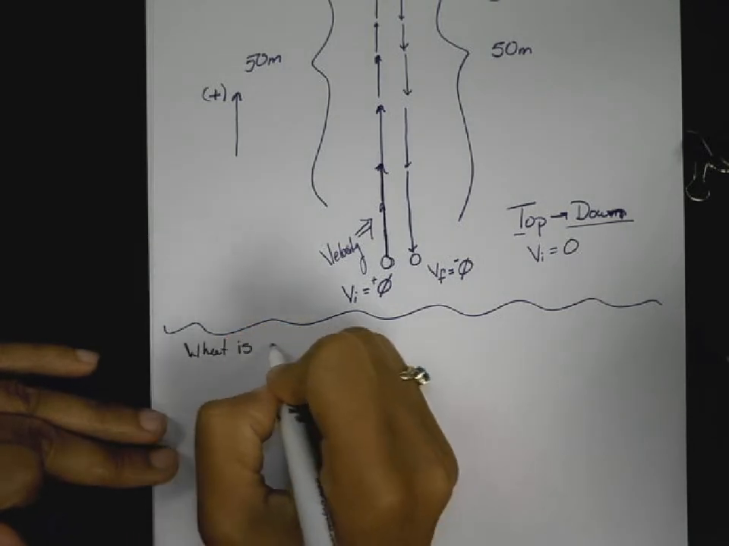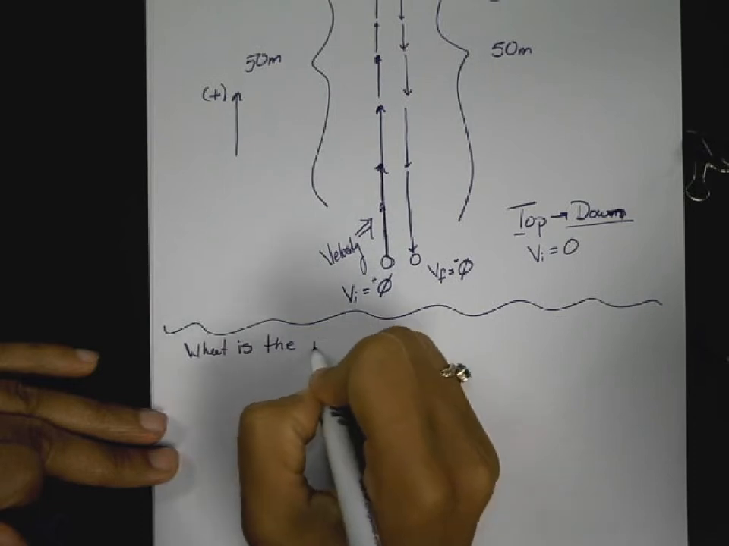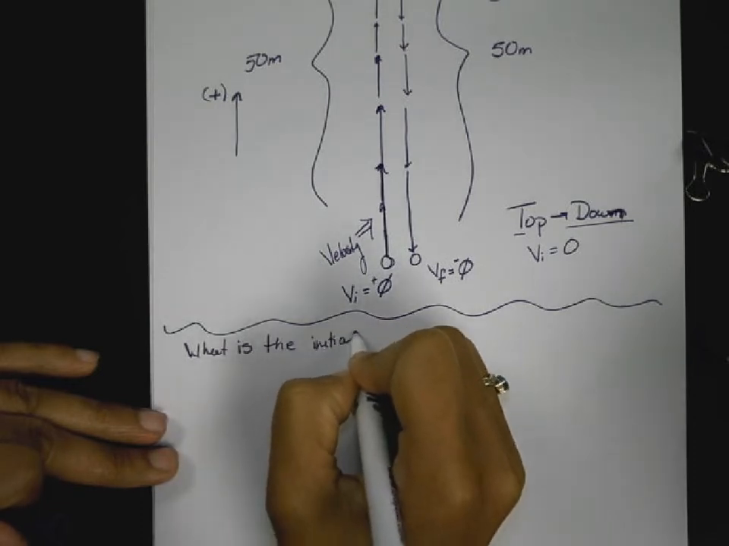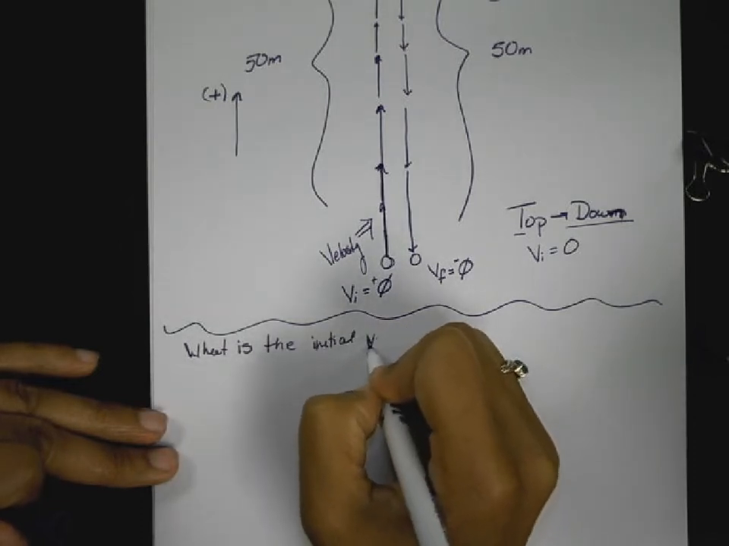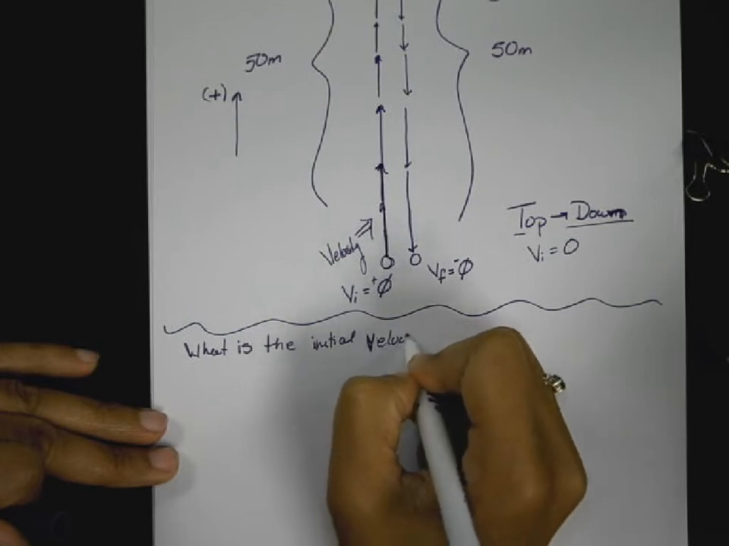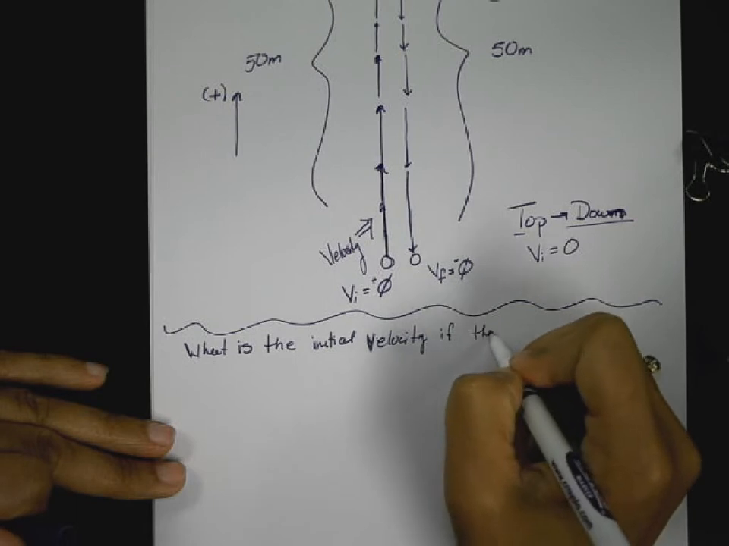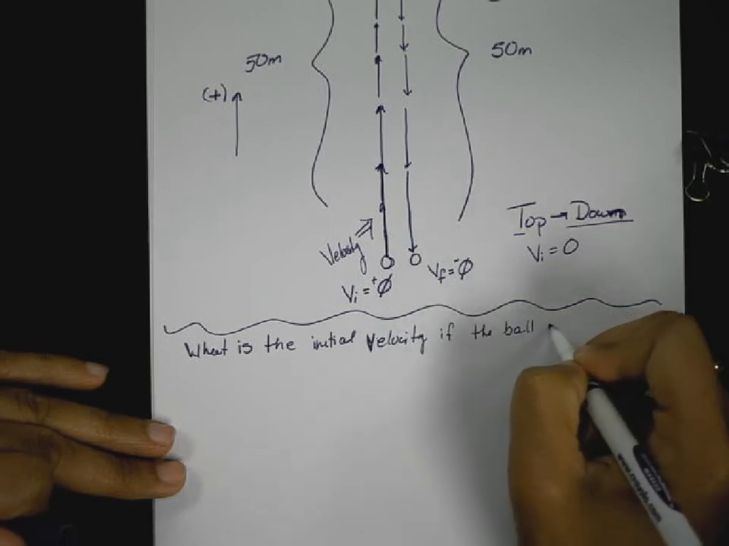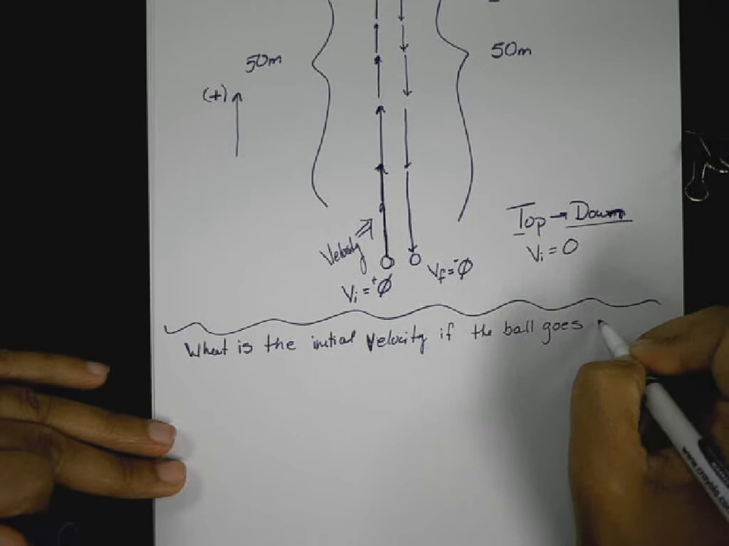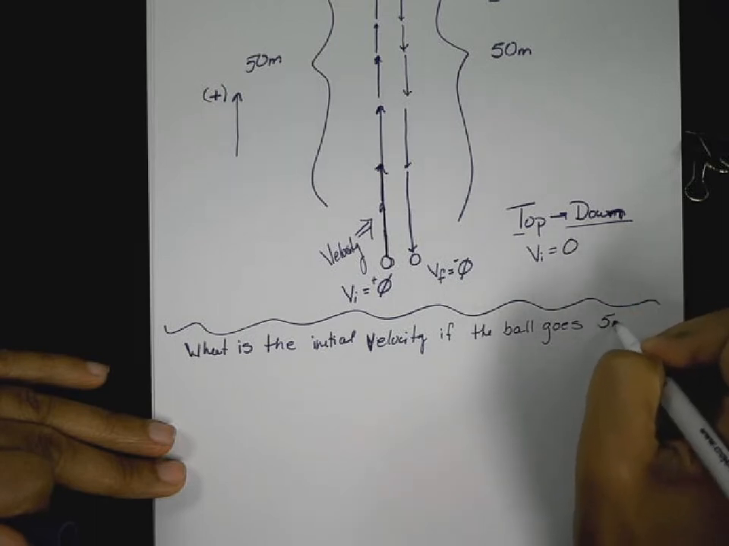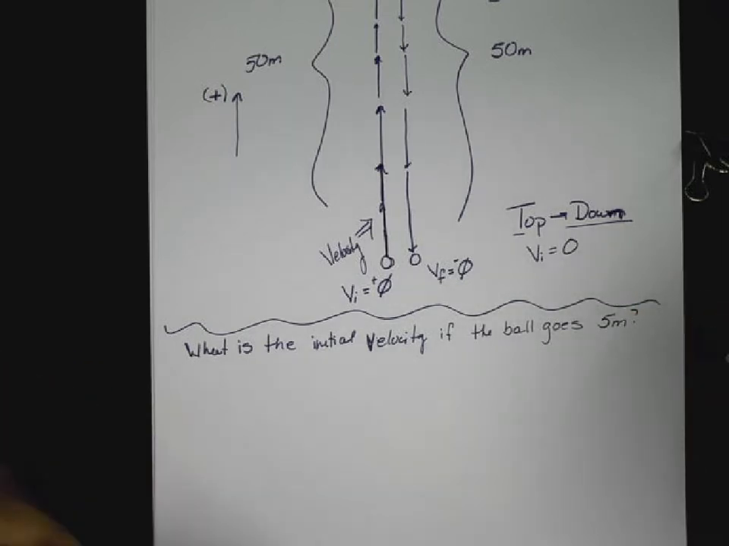What is the initial velocity? Velocity, if the ball goes, let's say, 5 meters. So what is the initial velocity if the ball goes 5 meters?